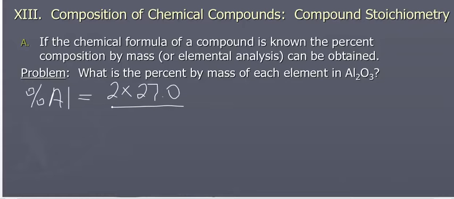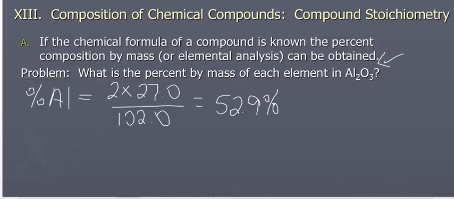I'm going to divide by the total mass of the compound. So the total mass of this compound from the periodic table, Al2O3, when you add those together, is 102. So the percent by mass aluminum in this compound, which by the way, this percentage will never change for this particular compound. If you have Al2O3, it will always be 52.9% aluminum by mass.